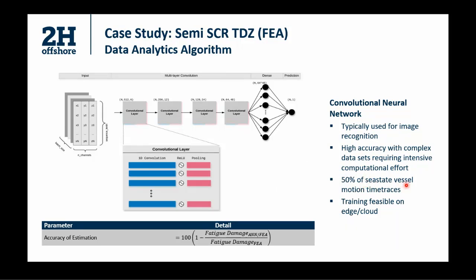This requires up to 50% of the sea state vessel motion time traces for training, and the remaining can then be used for validation. This training is feasible either on the edge or in the cloud, and all of these are estimated based on an accuracy of estimation which relates the fatigue damage that you predict using machine learning with the fatigue damage that you obtain using FEA.